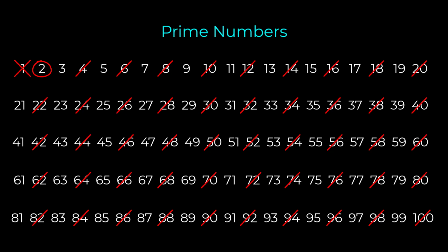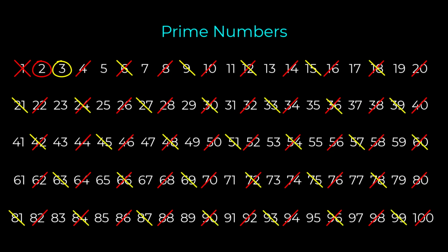Let's go to the next sequential number which is not crossed out, namely 3. 3 is also a prime number since it has no factors besides itself and 1. Let's circle 3 to indicate that it is a prime, and then put a yellow mark through all of the multiples of 3. Again, these numbers cannot be prime since they have 3 as a factor.